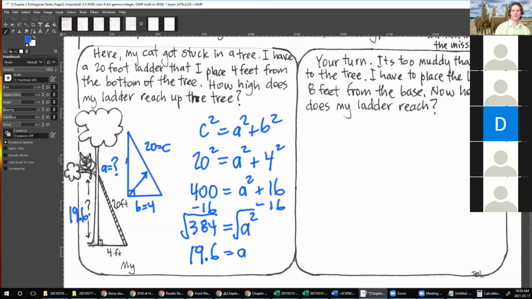Okay, we're going to do one very similar to that. It's your turn. It's too muddy that close to the tree, so there's a big mud puddle here. So now you have to place the ladder 8 feet away, and it's not going to reach as high. So how far does my ladder reach? So I'm going to draw my triangle again. There's my tree. It's going to reach out farther. And my ladder is still 20 feet long. This one, it's going to be 8 feet out, and I don't know how far it reaches up. And here's my cat.